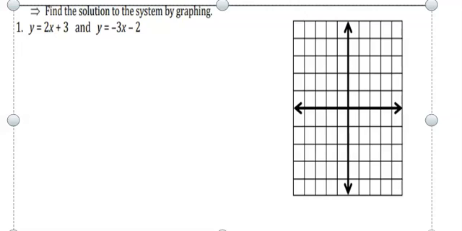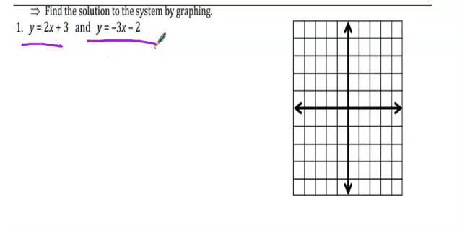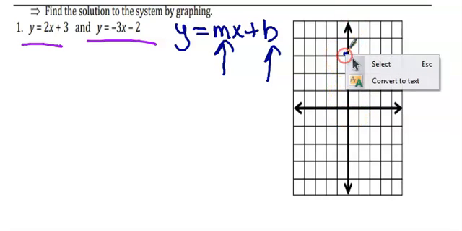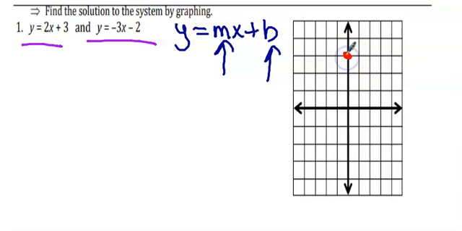All right, so let's actually get to graphing and give you an example. I have y equals 2x plus 3, and y equals negative 3x minus 2. It's already in slope-intercept form, as we talked about last class. y equals mx plus b. So think about what your b is and what your slope is. For the first one, we start off at the 3. Our starting point is our y-intercept. Then I'm going to rise 2 and run 1.